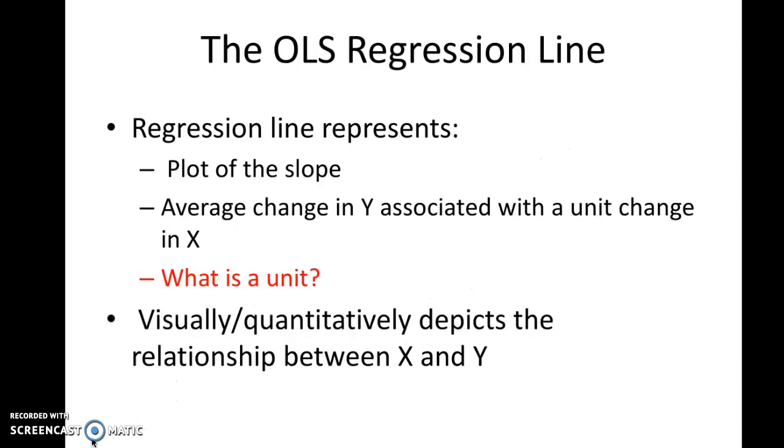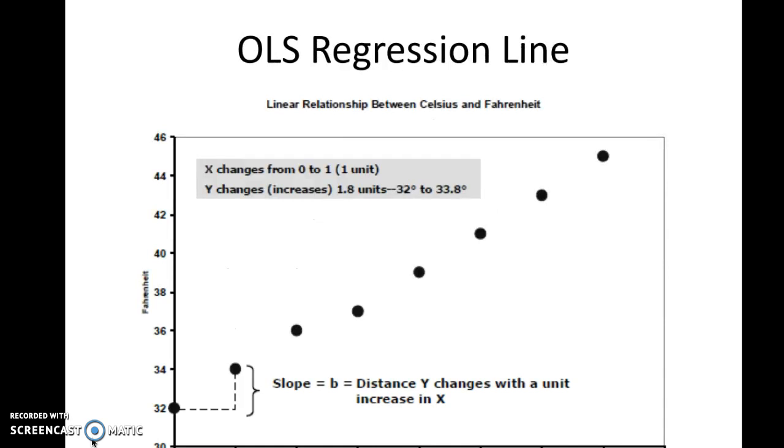So the regression line represents a plot of the slope and then an average change in Y associated with a unit change in X. That's always, always, always how we interpret it. So when I make a change in X, what happens to Y? Okay. When we say a unit change, what's a unit? Well, if X was number of employees, a 1 unit change in X would be 1 more employee, an additional employee. That's it. We want to know how many more dollars you get for every additional employee you have. It visually or quantitatively depicts that relationship between X and Y.